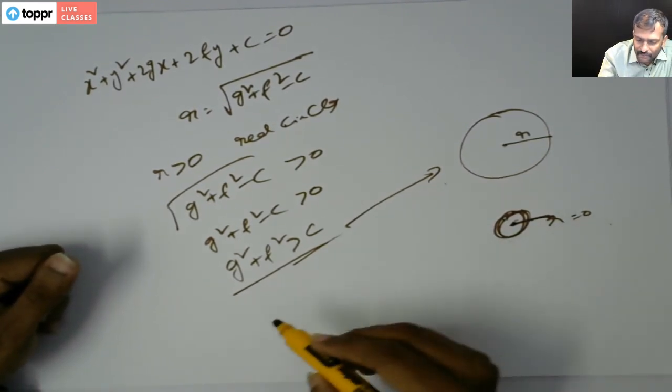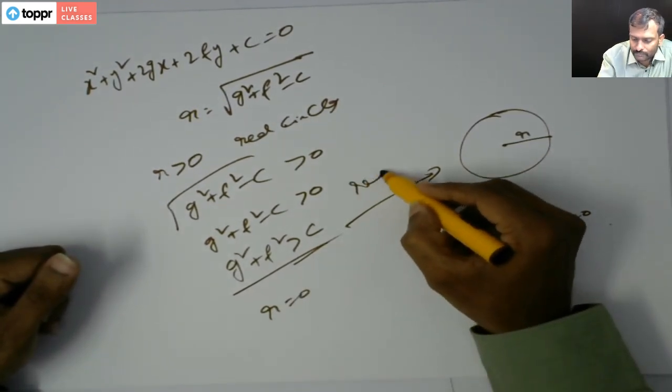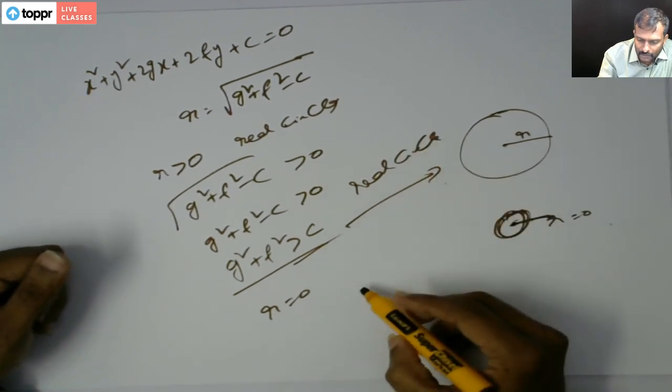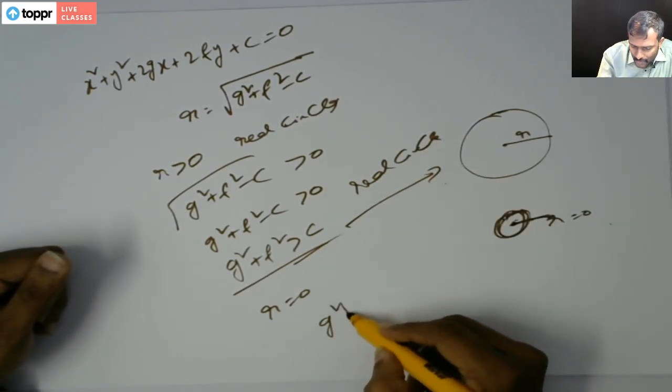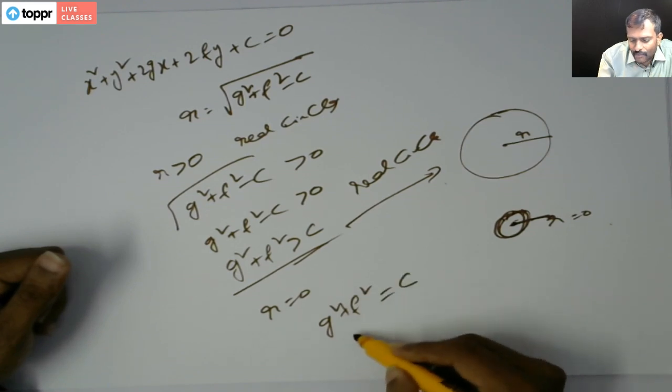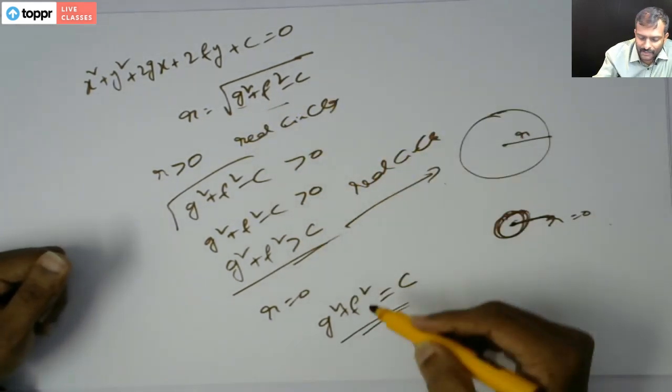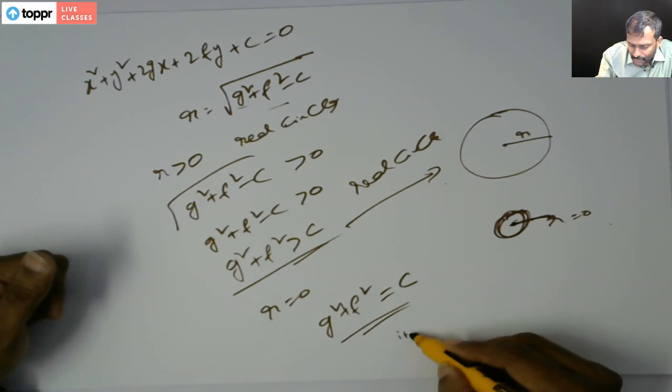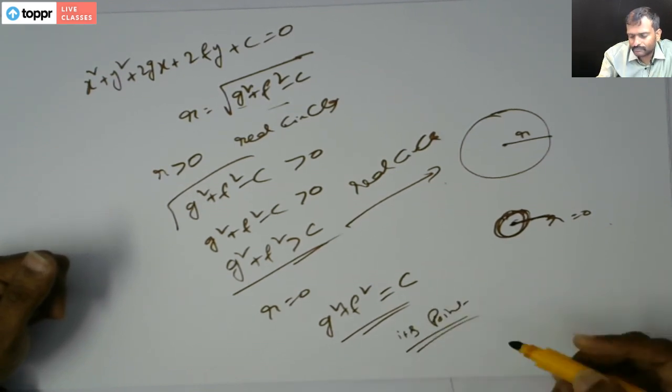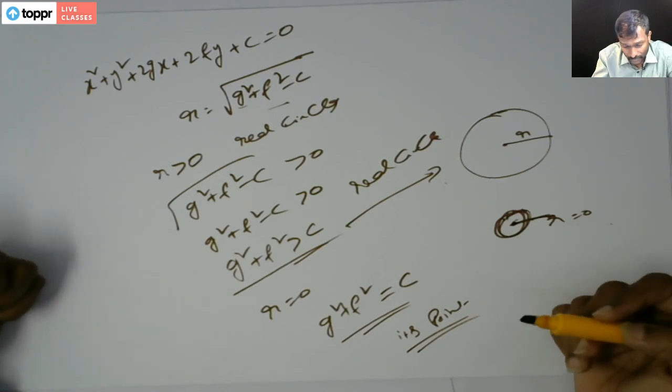If radius is equal to 0, then g square plus f square should be equal to c. Then this will become 0, right? Then it is a point. It's not a circle, there is no radius at all, so it's a point.